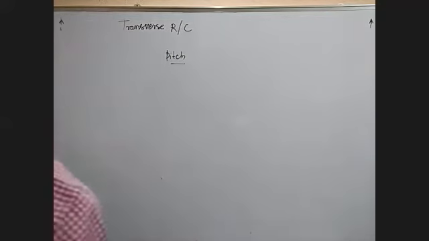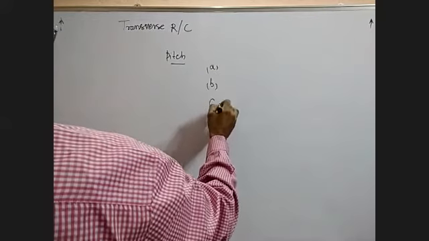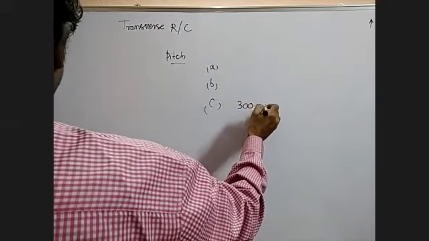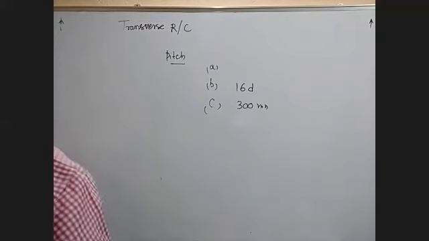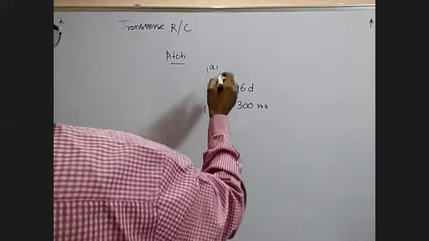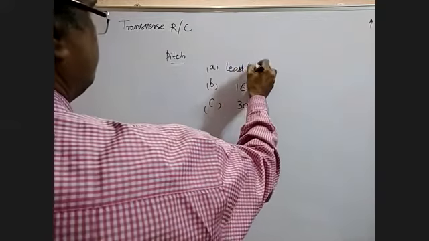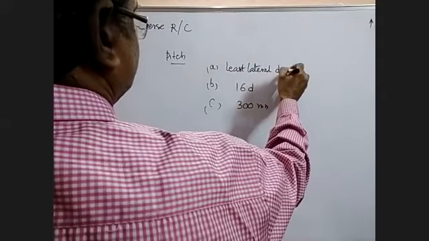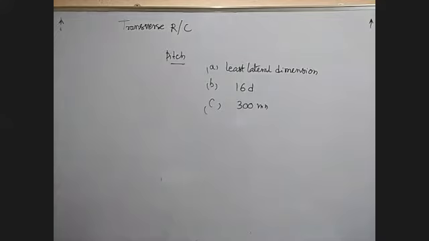The least of three conditions: A, B, and C. C is 300, B is 16D, and A is least lateral dimension. ఈ మూడిట్లో వచ్చి పిచ్ తీసుకోవాలి. So pitch of the reinforcement shall not be more than the least of the following.